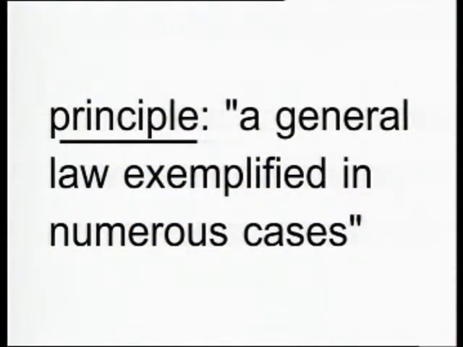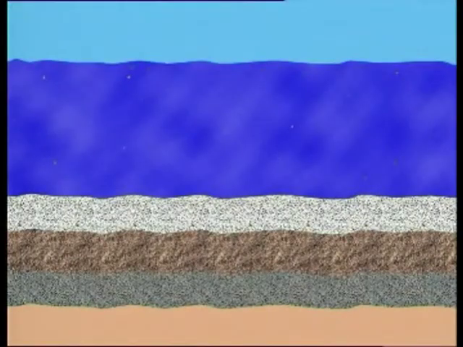The term principle, as referred to in stratigraphy, is defined by the Oxford Dictionary as a general or inclusive law exemplified in numerous cases. It was in 1669 that Nicholas Steno, a naturalist from Tuscany, defined the principles of stratigraphy in his book entitled Prodromus. These include the principle of superposition, where in a sequence of strata, any stratum is younger than the sequence of strata on which it rests, and is older than the strata that rest upon it.